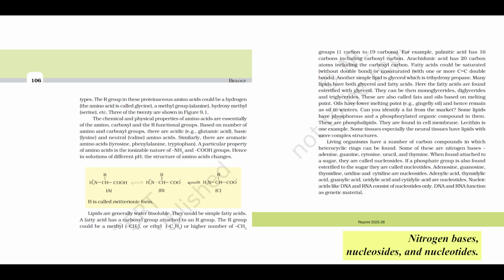Nitrogen bases, nucleosides, and nucleotides. Living organisms also contain carbon compounds that have rings containing nitrogen atoms. These are heterocyclic rings. These molecules are the nitrogenous bases: adenine A, guanine G, cytosine C, uracil U, and thymine T. AGCUT, got it. These are further classified.